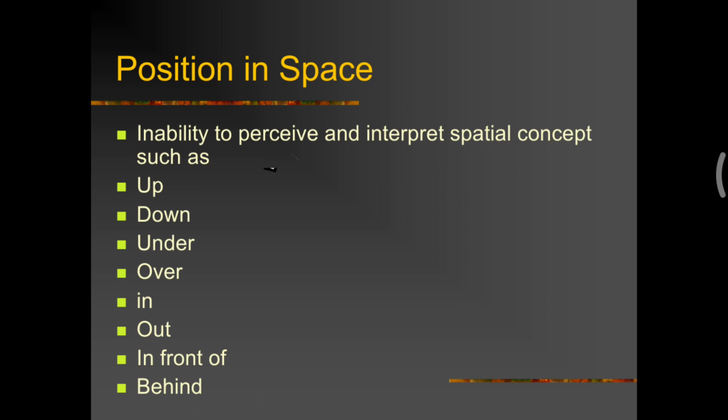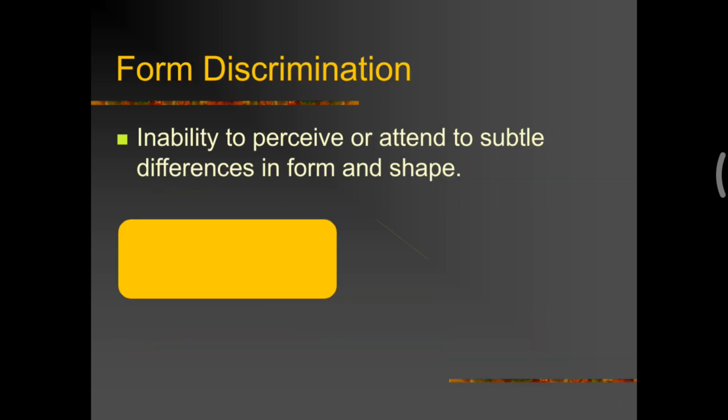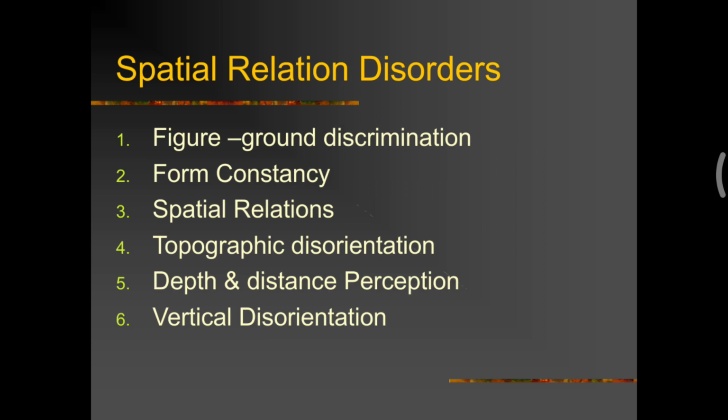So till now we have seen three different spatial relation disorders. They are: number one, figure ground discrimination. Second one is form constancy, which is inability to discriminate similar forms. And third one is relation between objects in space.